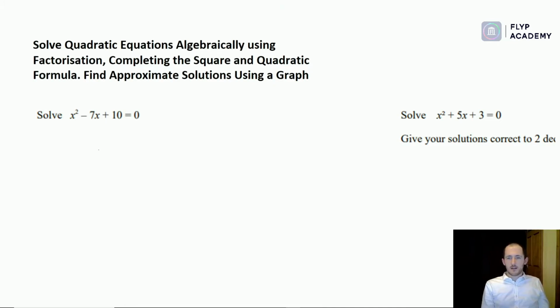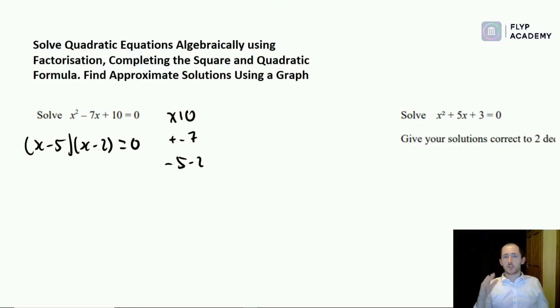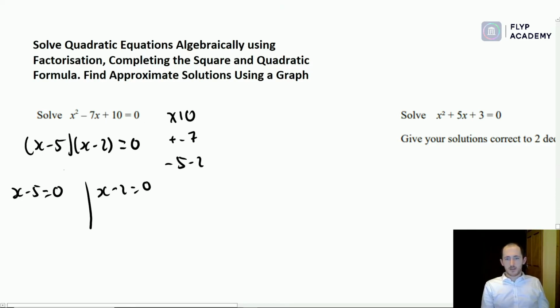So again, find numbers that multiply to 10 and add to minus 7, well that would be minus 5 and minus 2. So if we put that into brackets, we have x minus 5, x minus 2 equals 0. And the solutions, super easy. Both of these brackets need to be 0. So I either have x minus 5 equals 0 or x minus 2 equals 0. So plus 5, x is equal to 5, or x is equal to 2.